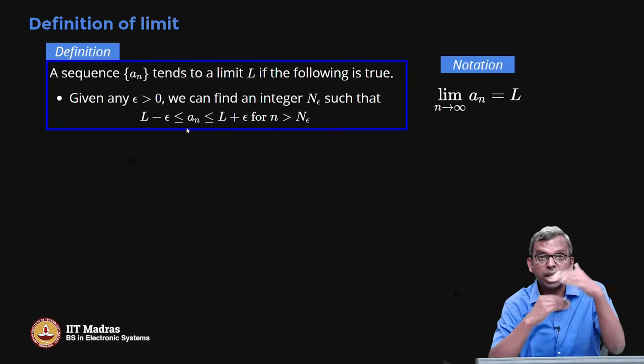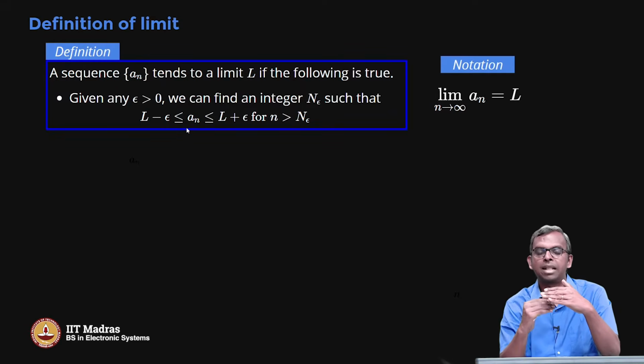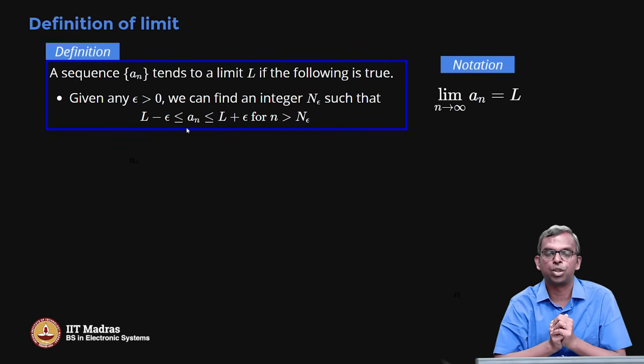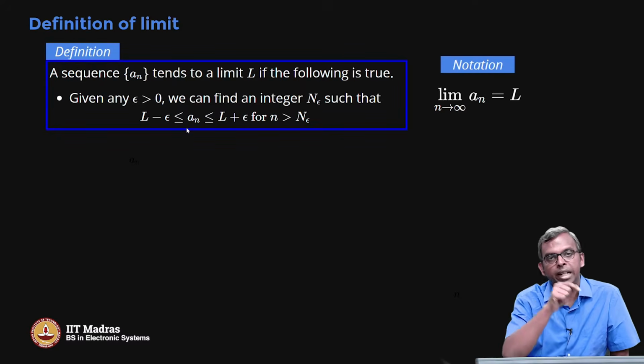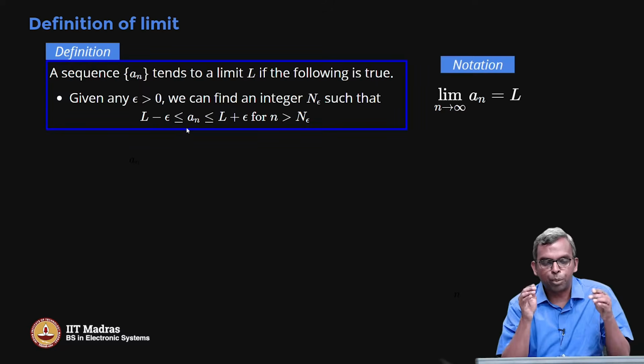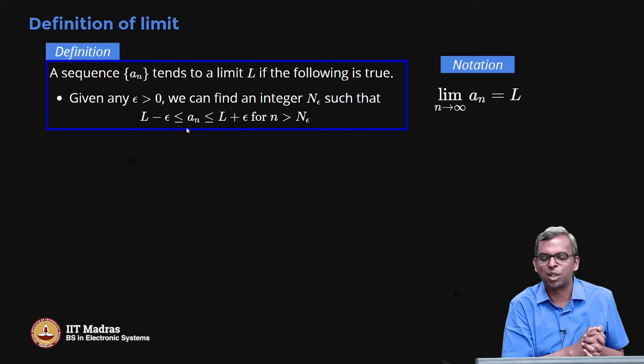An should be bounded by L plus epsilon on the top and L minus epsilon at the bottom. Okay, so this is the definition of limit. If this is true for every epsilon, then we say that an is tending to L in the limit. It's approaching L in the limit. Okay, it's a very strict definition involving epsilon.